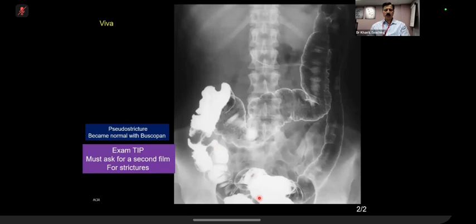Please remember, this is standard practice in barium films. Whenever you see a stricture, it might be because of technical reasons. The technical reasons might be that at that particular point, the loop might be collapsed. And this is something which they check in the exam. So you can tackle it in two ways.